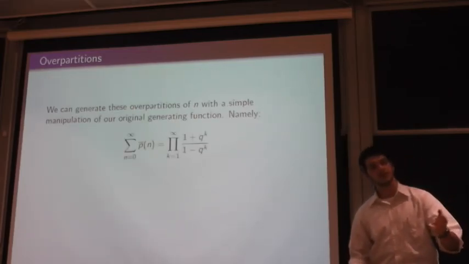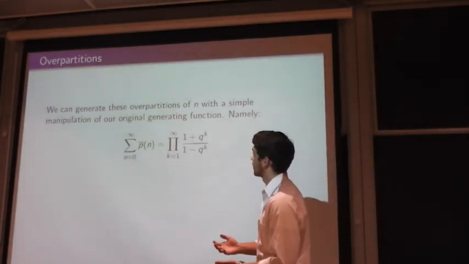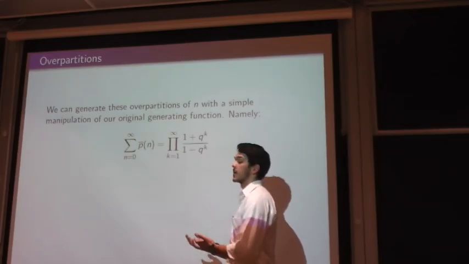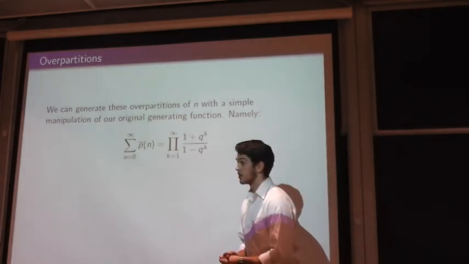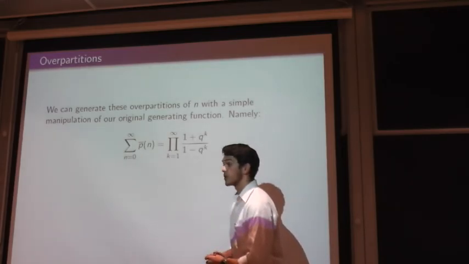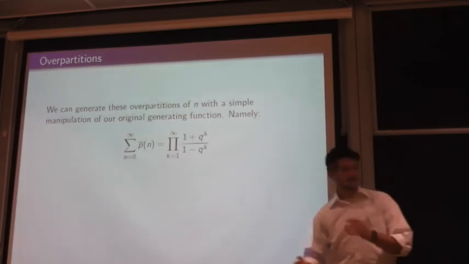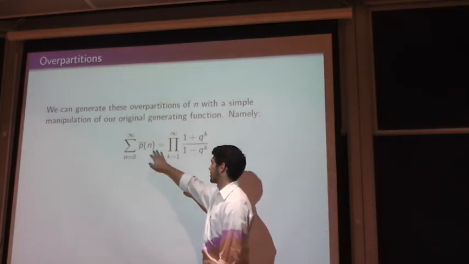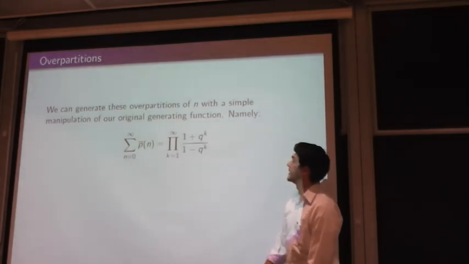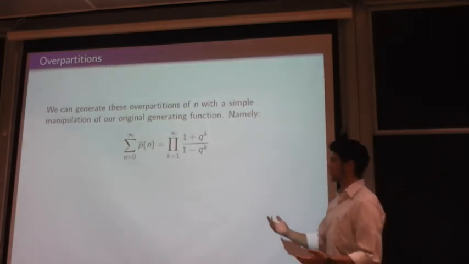We can generate these, like I was just saying, in a similar way. So we have that the generating function for overpartitions is nearly identical to the generating function for standard partitions. We're missing Q to the power n. I'm sorry? On the left hand side, Q to the power n. Oh, yes. You're right. That should be there. So there should be a Q to a power here. I'm sorry about that.